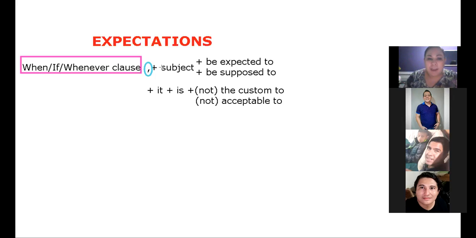Okay. And after that, we can have two options. The options are either to use any subject. It can be you, he, she, we, or they, et cetera. And then plus be, so if it would be he, it would be is. If it's we, it would be are. And then we can either use expected to or supposed to.